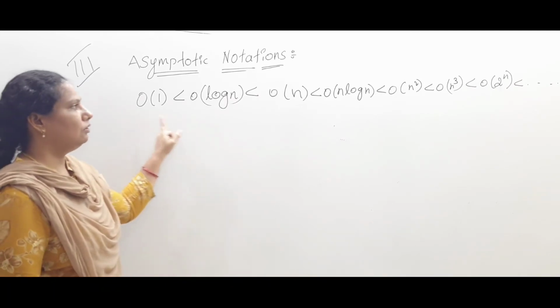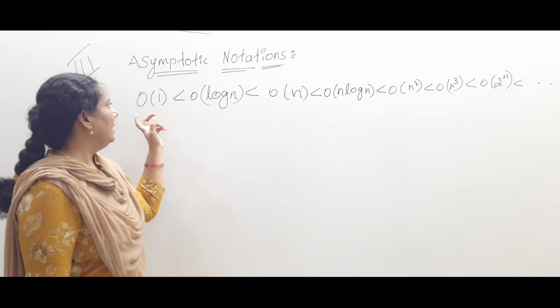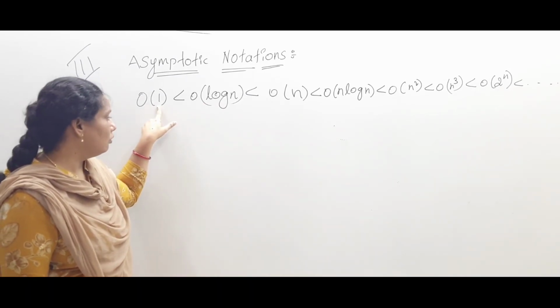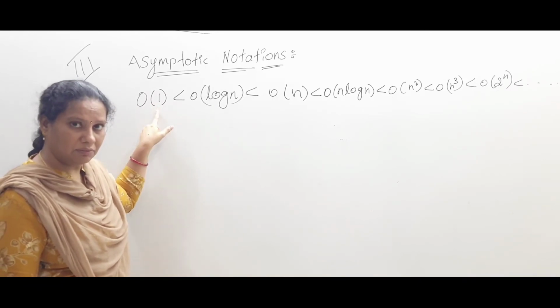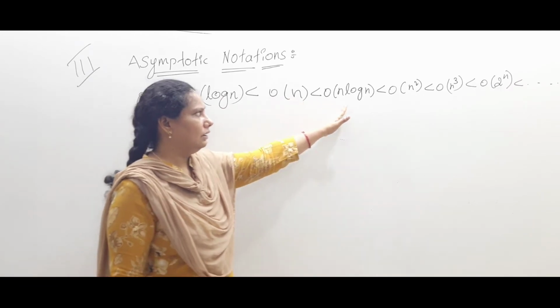Now I have written the order of the O here. It's nothing but the time complexity. If I say that algorithm 1 takes the time complexity of O of 1, it means it is very very less time. उससे भी थोड़ा ज़्यादा होता है log n, उससे n log n square.